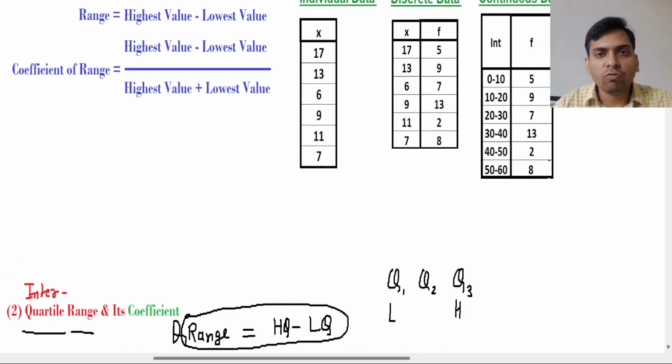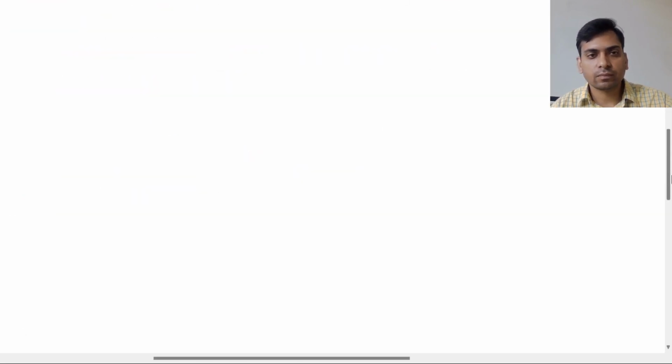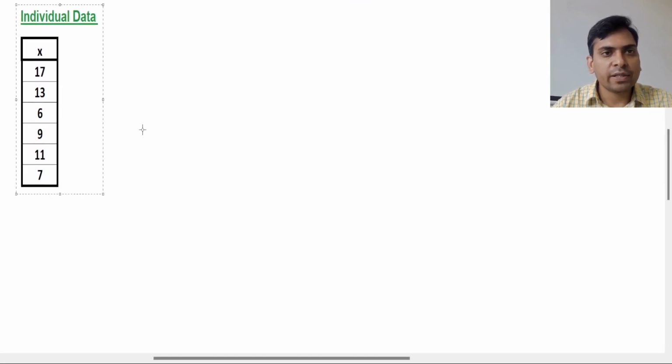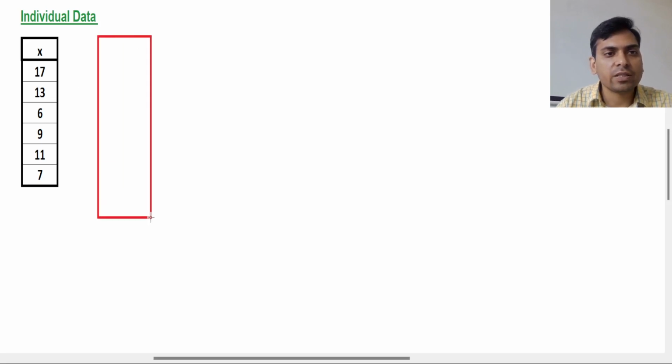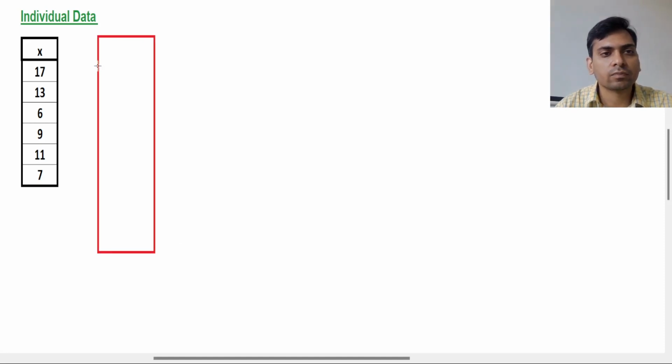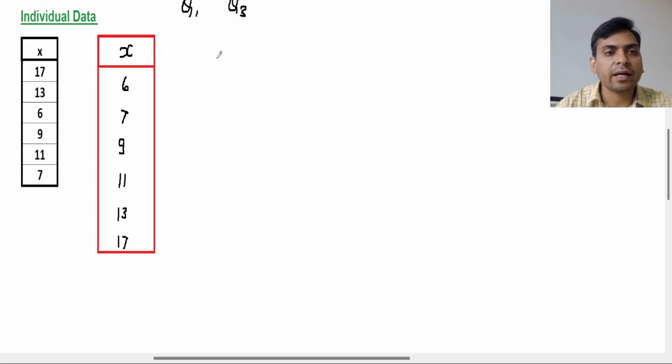Okay, so now we will see how to find quartile range for individual type of data. We have this data set. For individual type of data, first we arrange the data in ascending order. The least value in this data set is 6, then next is 7, then 9, then 11, then 13, and then 17. This is the arrangement. Now your target is the first quartile and third quartile, the lowest quartile and highest quartile.